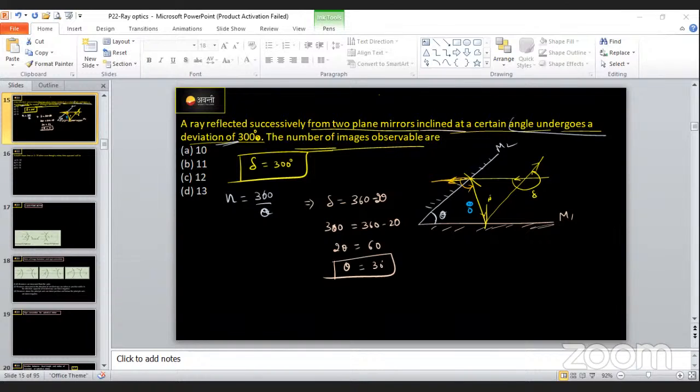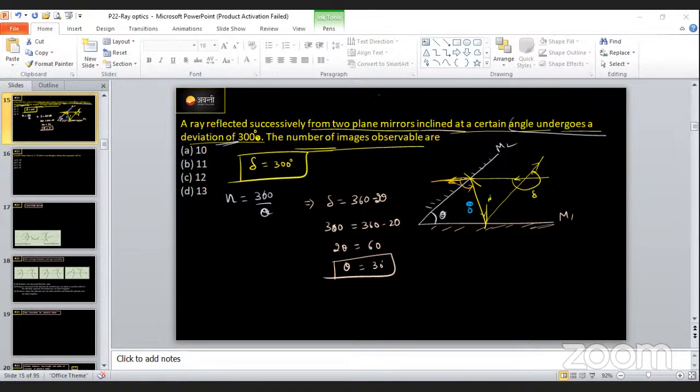It's clear. For the two reflections, we can take this as 360 minus 2 theta. For the first reflection at a single mirror, we can write 180 minus 2i. Now for the second mirror, we can write again 180 minus 2i. The angle of incidence plus reflection equals theta, the angle between the two plane mirrors. That's why we directly take the formula 360 minus 2 theta. Clear? Now we got the answer for theta, that is 30 degrees.